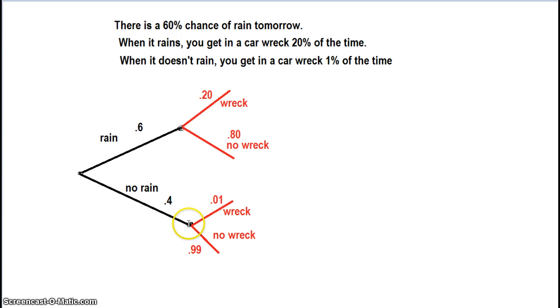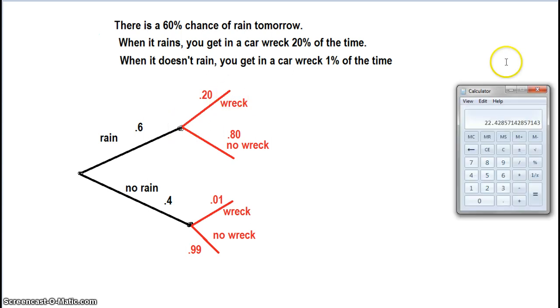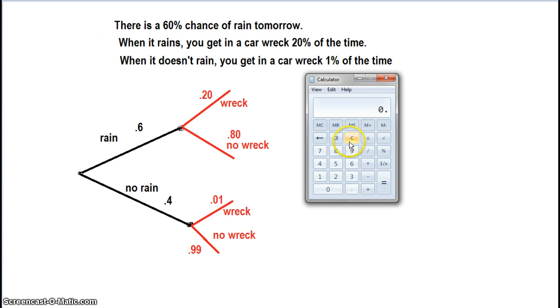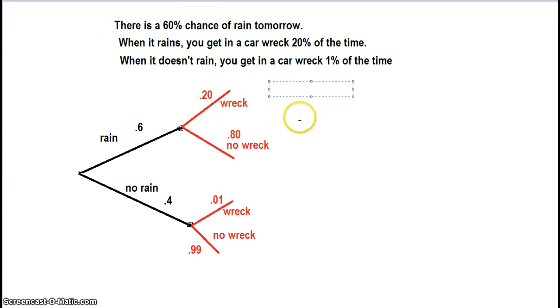From each spot, you always have a choice of either going this way or that way, so it has to add up to 100%. Well, when we use a tree diagram, we can figure out the chances of rain and then a wreck. Use the multiplication principle. This happens 60% of the time it's going to rain, and then when it does, there's 20% chance of wreck. So pull up a calculator here. What is 0.6 times 0.2? You get 0.12. So there is a 12% chance that tomorrow this is the path you're going to take. It's going to rain and you're going to get in a wreck.